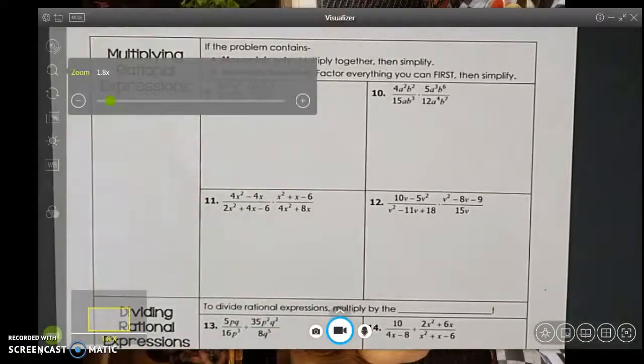Welcome to week 5 of phase 3. Only 3 more weeks left. This week we're going to be multiplying and dividing rational expressions.